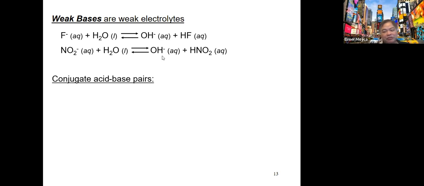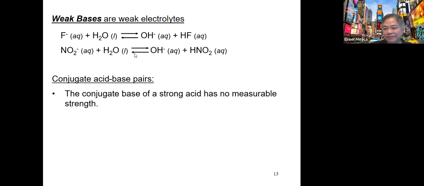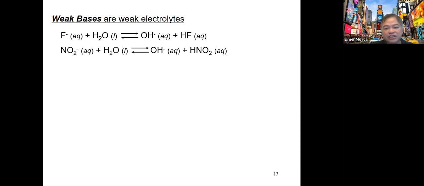Okay. Now you can apply, whether strong acid or strong base or weak acid or weak base, the concept of the conjugate acid-base. So what do you need to know? The conjugate base of a strong acid has no measurable strength. So what does it mean? All one direction arrow.